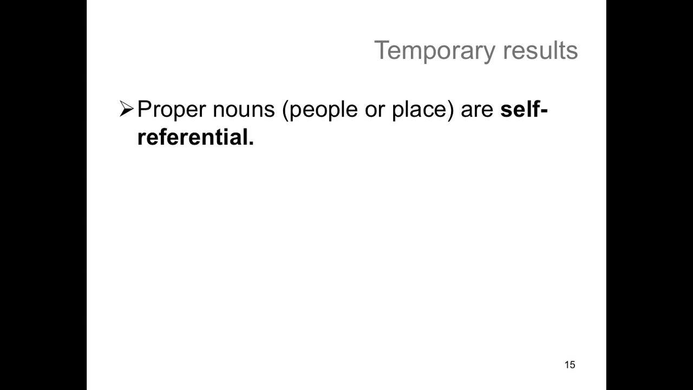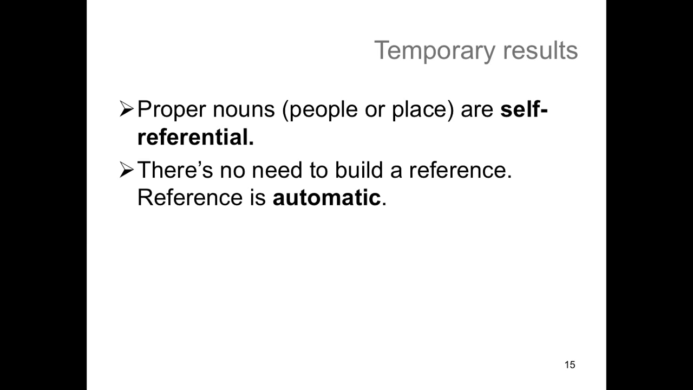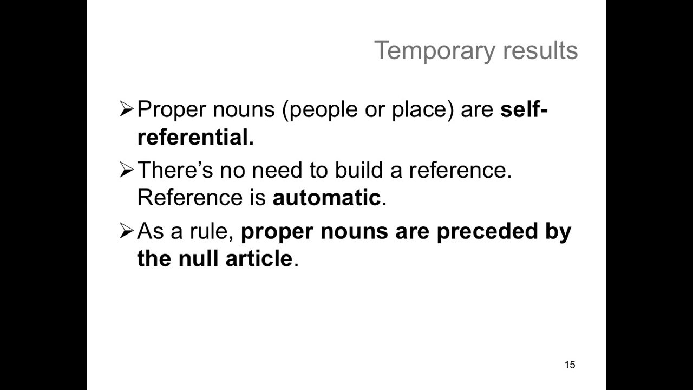And this is the conclusion we reached, and we said that it was temporary results because we continued our demonstration afterwards. So proper nouns, people or place, are self-referential. When you say Brad is nice, you know who Brad is. You don't need any article to forge a bond between the word Brad and the referent in reality. You know which person you're talking about. Same thing with places, okay? When you say Texas is a big state, Texas doesn't require any article because it is self-referential, okay? There's no need to build a reference. Reference is automatic. So as a rule, proper nouns are preceded by the null article.